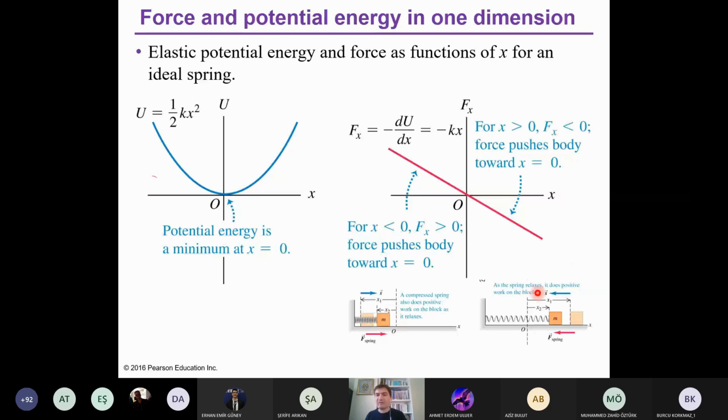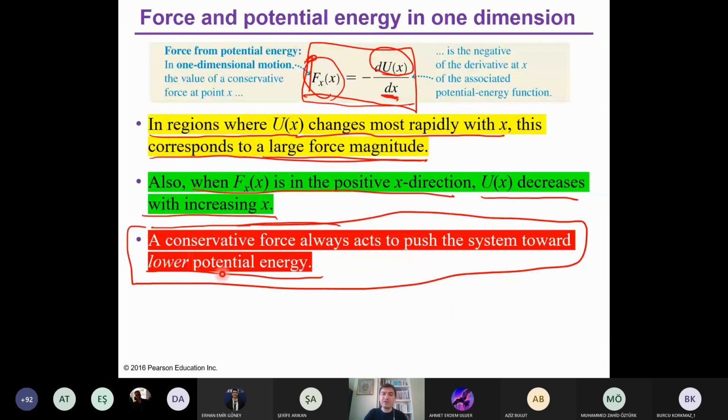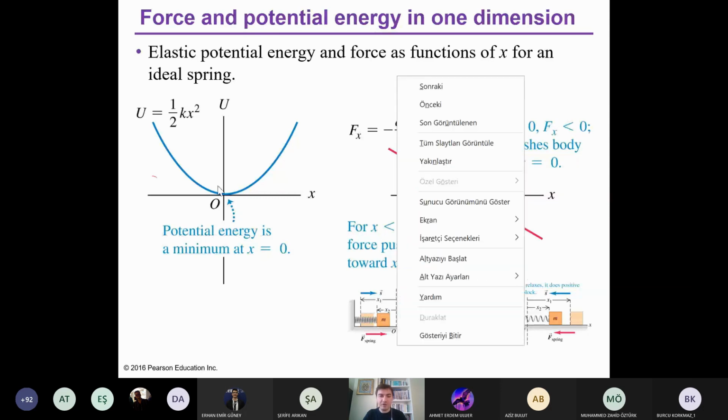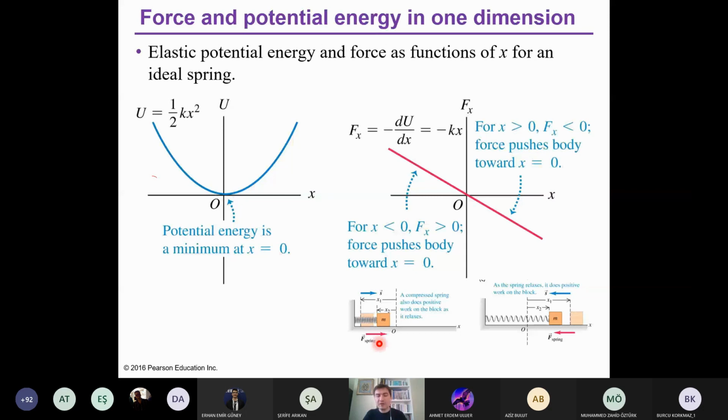In both cases, whether you stretch the spring or you compress the spring, the force pushes the body to the equilibrium condition, okay? Because the spring force is a conservative force, and a conservative force always acts to push the system toward the lower potential energy, to the minimum potential energy. So the potential energy here is minimum at the equilibrium condition. So this spring force always pushes this body to the minimum energy.